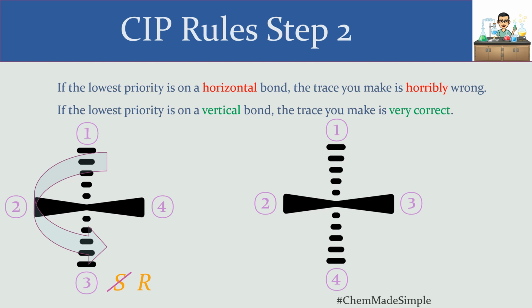If I check out, taking a look at the lowest priority substituent, here it's in a vertical arrangement. So if I make a trace from 1 to 2 to 3, that's how my trace is going to look like. That is in a counterclockwise direction. So the configuration I come up with is an S. And since the lowest priority substituent is on a vertical bond, that means I'm going to keep it as is. So that's a quick way to be able to do the absolute configuration of Fischer projections.